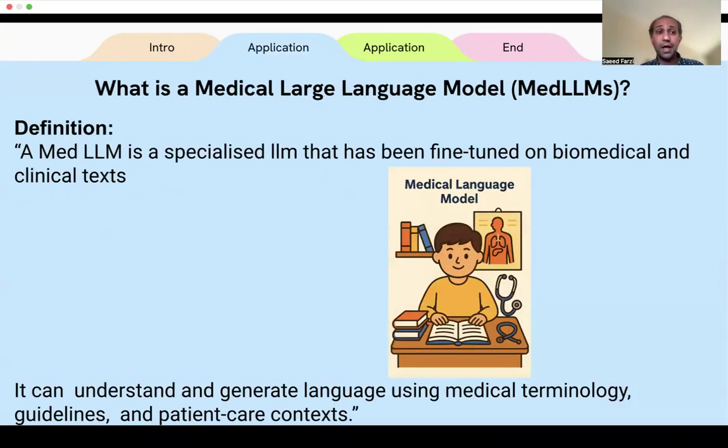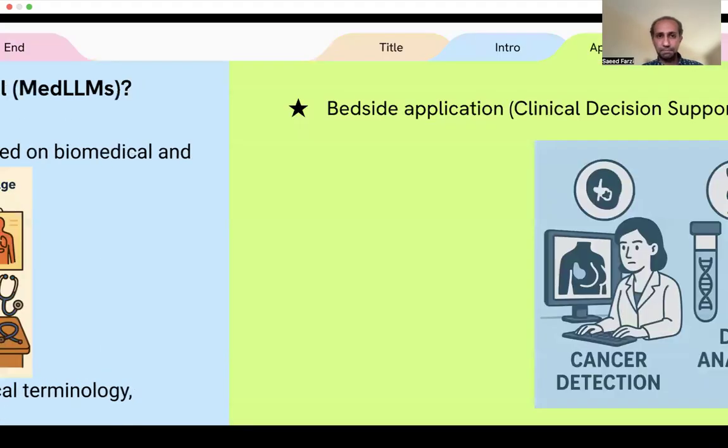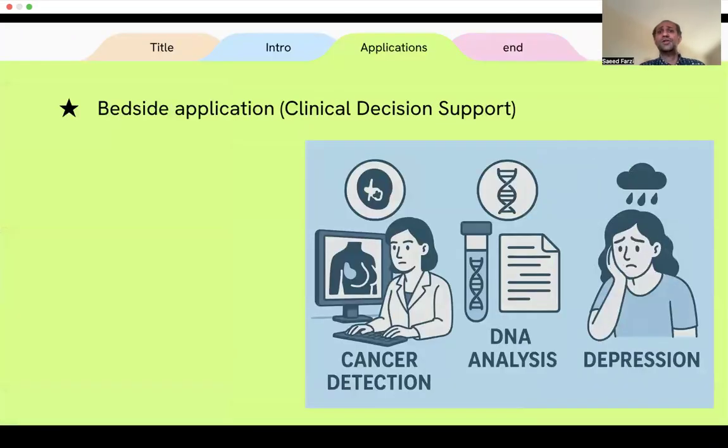A medical large language model is an LLM trained again on biomedical text. Like that baby who wants to go to medical school to be trained on biomedical and clinical text. MedLLM is a specialized LLM in the medical domain. Of course, it has lots of applications, like ChatGPT. ChatGPT is a public LLM, but we have Med-PaLM and BioGPT, which are known as medical large language models.